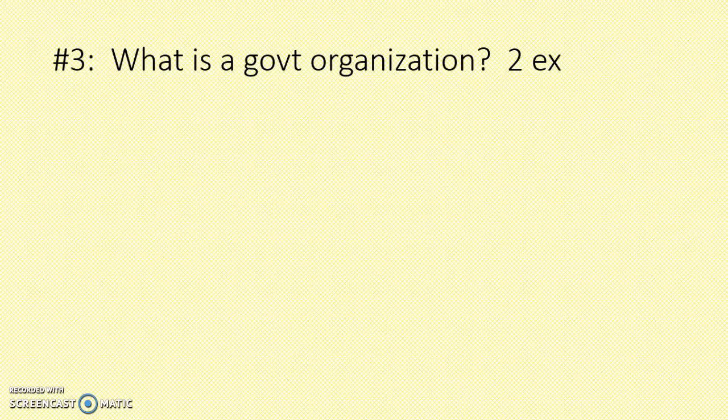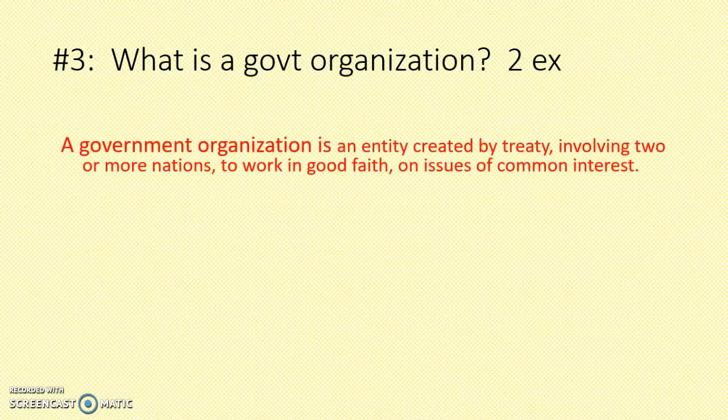What is a government organization? And you were supposed to give me 2 examples. A government organization is an entity created by treaty involving 2 or more nations to work in good faith on issues of common interest. It is an organization that comes out of a country that the country's government kind of runs. So the United Nations is a government organization. That means all governments of the world are involved in this organization. China, United States, Russia, England, France, Italy, Turkey, the governments of these countries are involved in this organization.